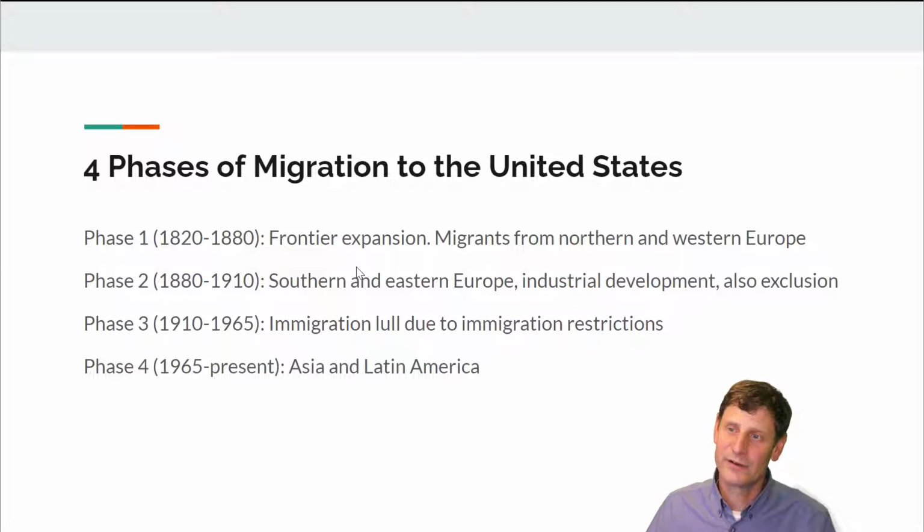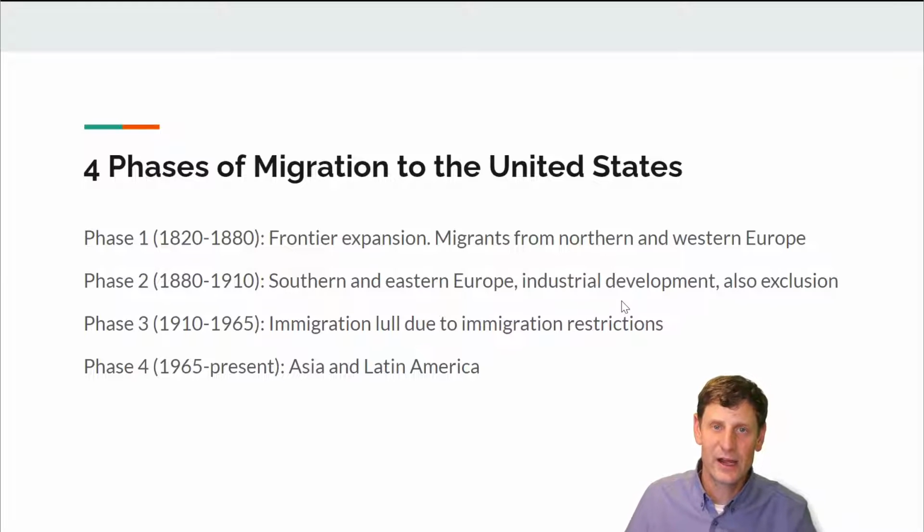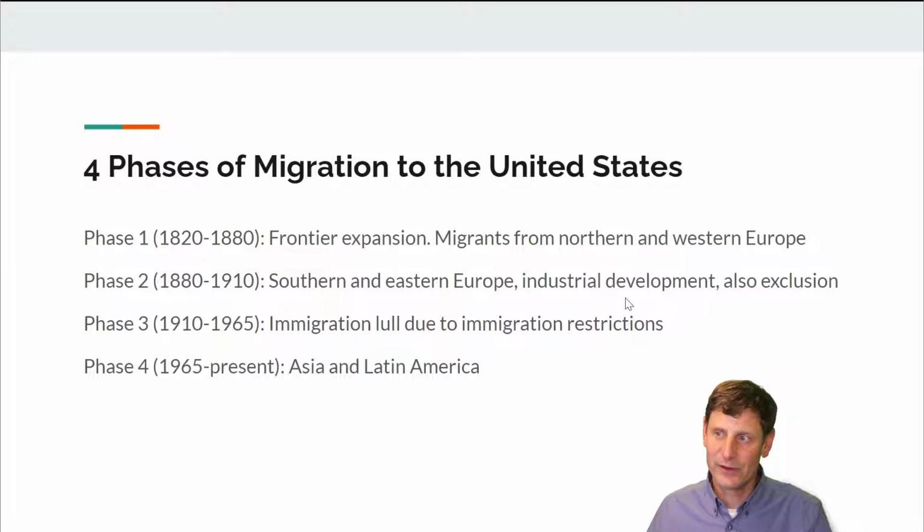So one of the characteristics that changed, first of all, was the migrants stopped coming as much from Northern and Western and more from Southern and Eastern Europe. The other thing that changed was the drivers. Instead of expanding the frontier and a lot of people coming and seeking farmland in particular as part of that, there was more of a push towards moving to the cities. And so industrial development was really proceeding quite rapidly during this time as cities grew in size and industry really expanded dramatically during this period.